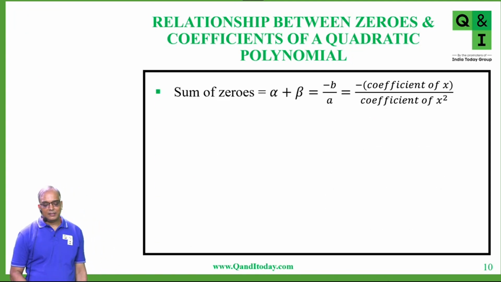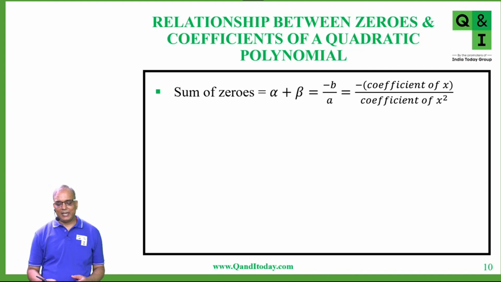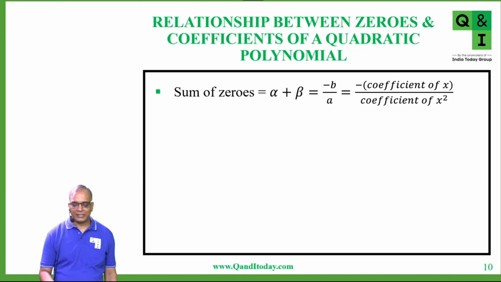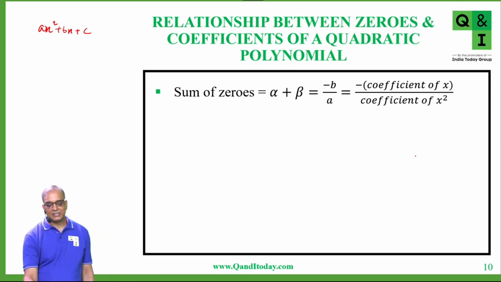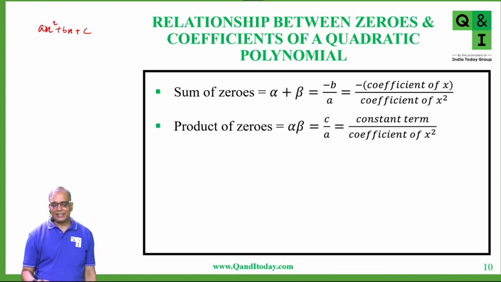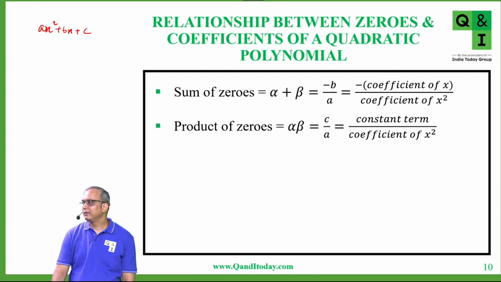Now, sum of zeros is alpha plus beta. So alpha plus beta can be written as minus b by a, that is negative of coefficient of x by coefficient of x square. So we have quadratic polynomial as ax square plus bx plus c. So coefficient of x is b and coefficient of x square is a. So that's why minus b by a. Similarly, the product of zeros is alpha into beta, which is c by a, that is constant term divided by coefficient of x square. Clear?